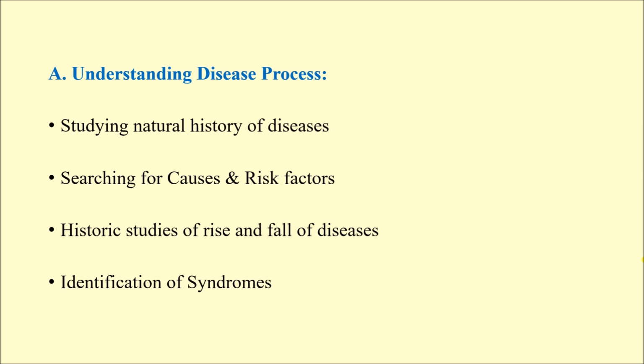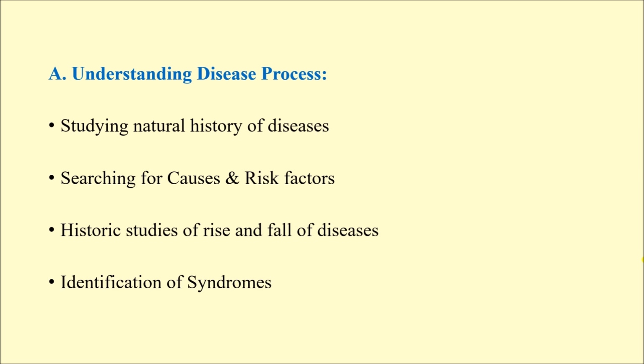Historic studies of rise and fall of diseases. If we observe a particular disease over many years, maybe many decades, we can see that the number of cases has been decreasing over the decades and ultimately the disease is eliminated. Let me give you an example. Smallpox initially rose to its peak, then it killed millions of people and then was finally eradicated, right. So, right now there has not been a single case of smallpox for about the last 3 decades.